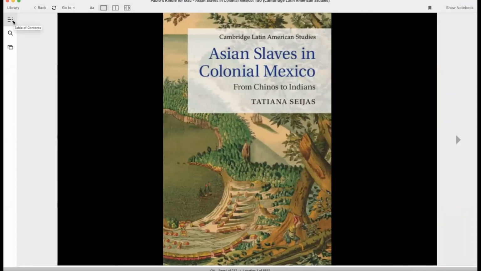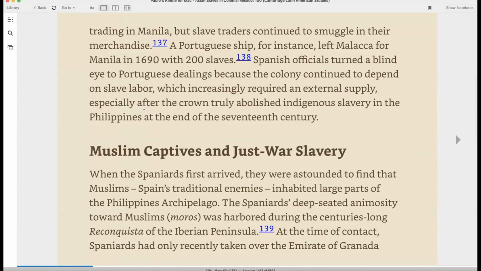All right, so we continue in the book Asian Slaves in Colonial Mexico, from Chinos to Indians, Muslim captives, and just war slavery. When the Spaniards first arrived, they were astounded to find that Muslims, Spain's traditional enemies, inhabited large parts of the Philippines archipelago. All right, so the Spanish, I mean the Catholics, when they got there, they were like, man, there's Muslims over here already. All right, they didn't get there with the Portuguese and the Spanish guys.